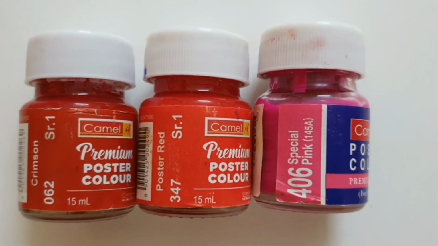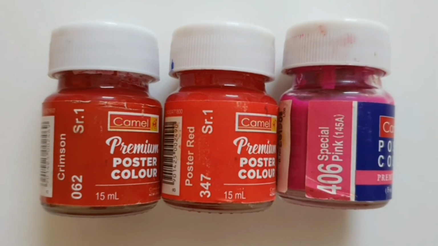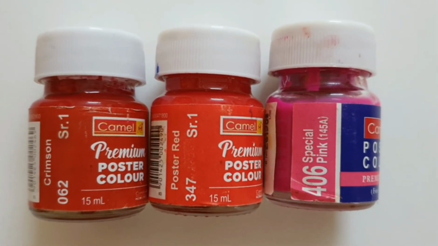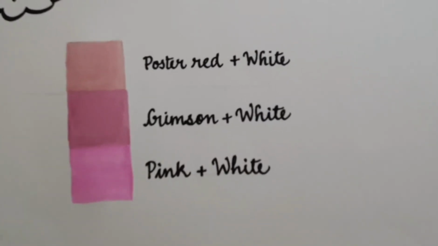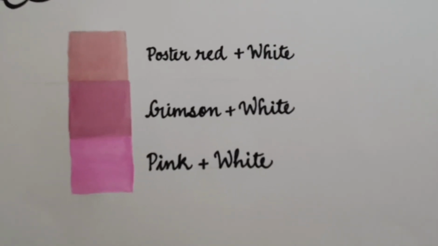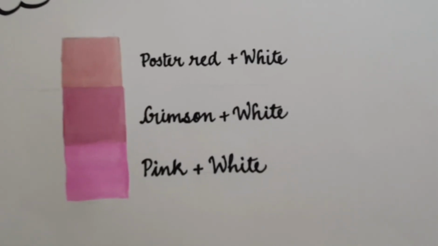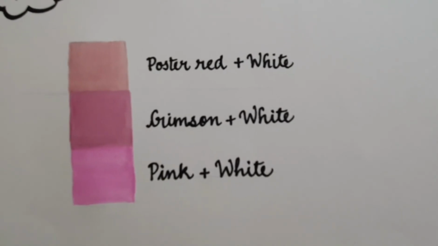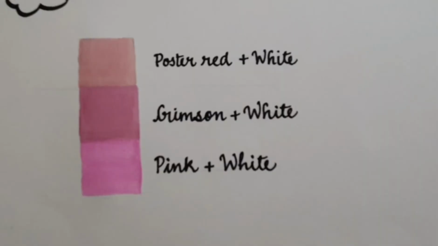For the first step, I'll tell you the difference between using a crimson, poster red and pink. So what is the difference in all these 3 colors? Look at the difference between all the 3 colors that we have used. So first one is poster red plus white, which looks a little peach. The second one looks like a baby pink, and the third one looks like a very bright pink. So that's the difference between using poster red, crimson and pink.